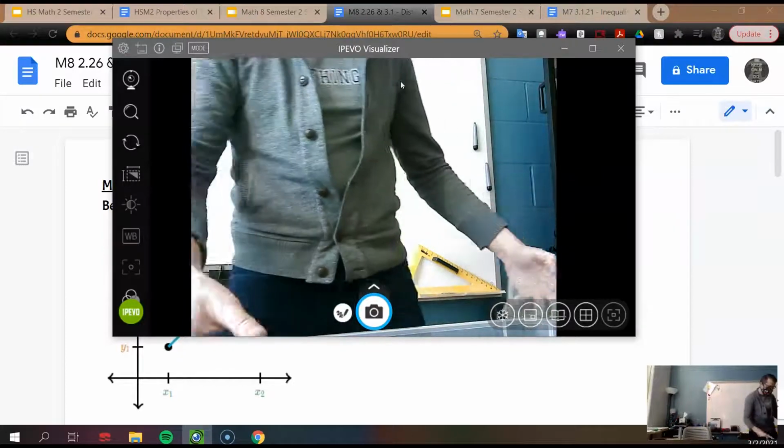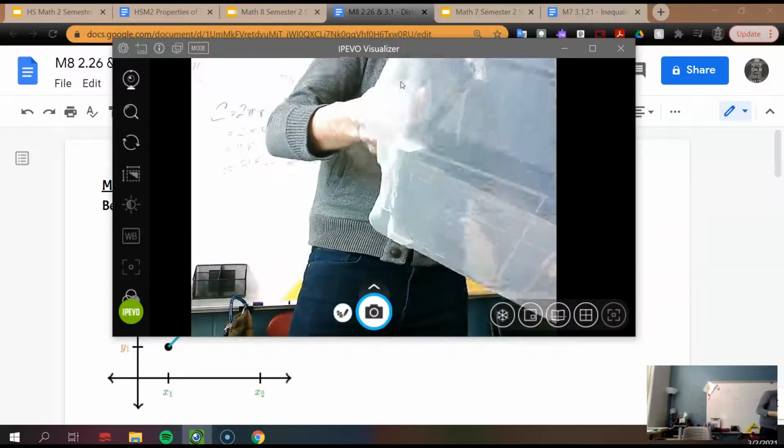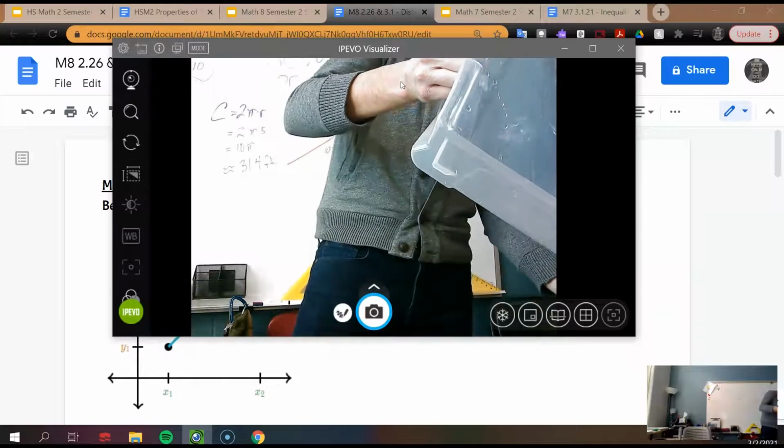Am I supposed to make a mess in the math room? No, I wish they gave me a science classroom. No, I'm joking. What's your question?